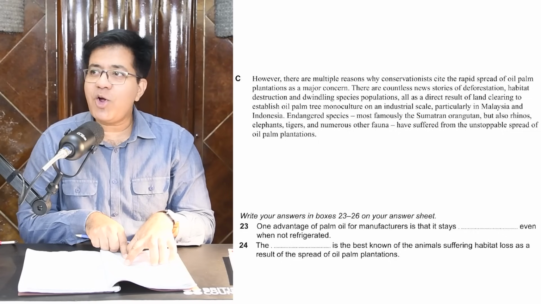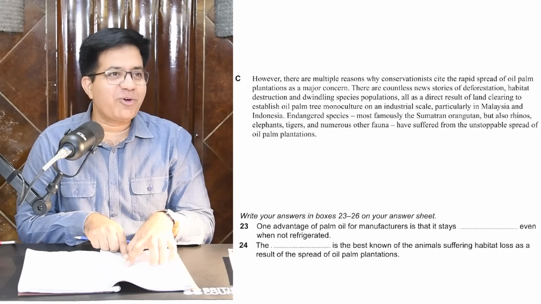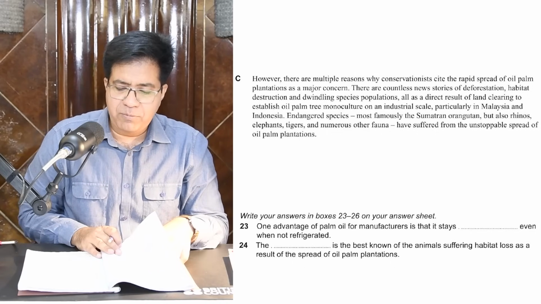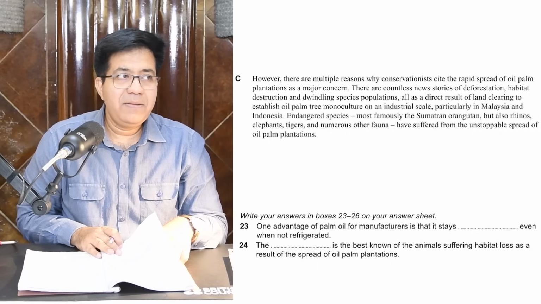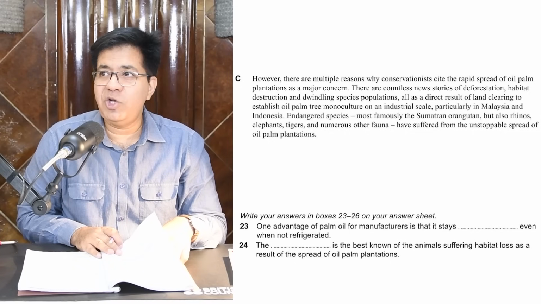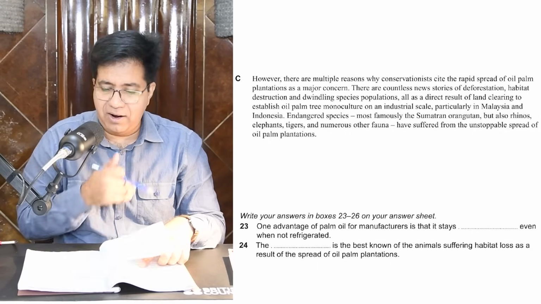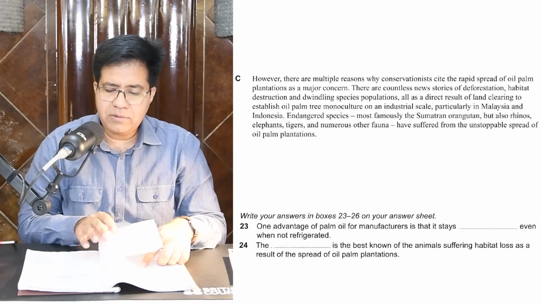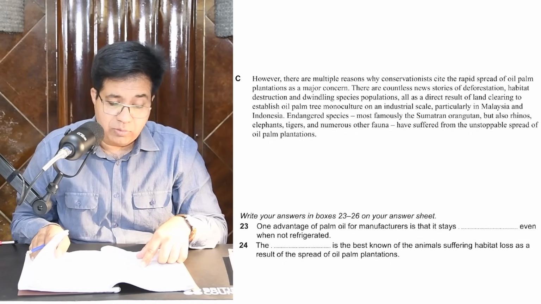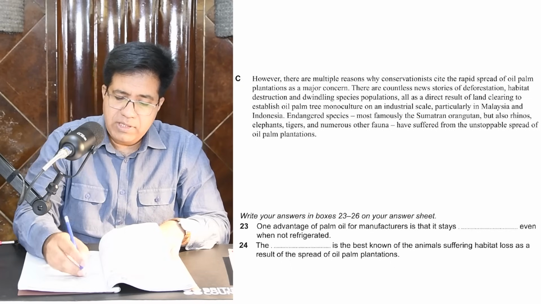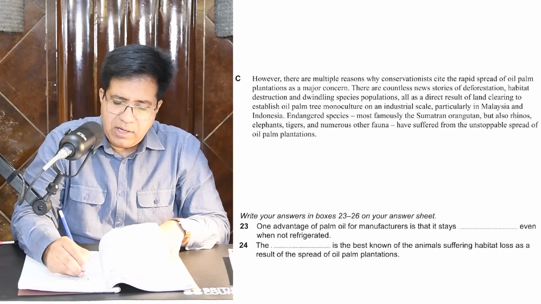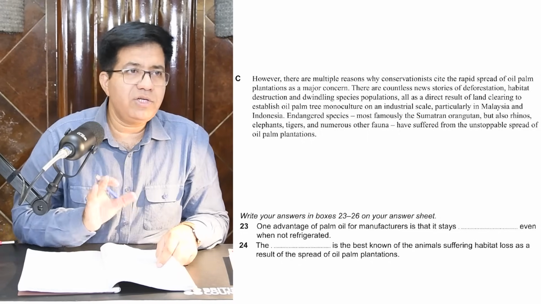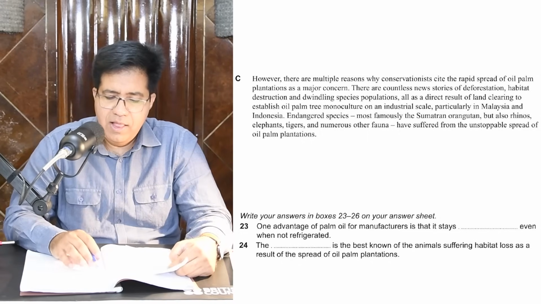Sumatran orangutan. Even if you cannot read, it doesn't matter. Most famously. And what is the word for most famously? Best known. Best known and most famously, they are synonyms. The correct answer is Sumatran orangutan. That's the name. You can check it on Google or YouTube, Sumatran orangutan.